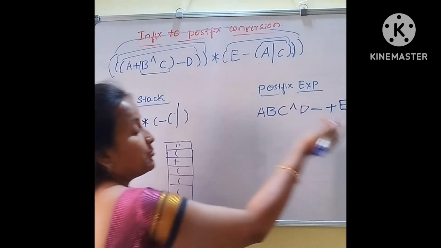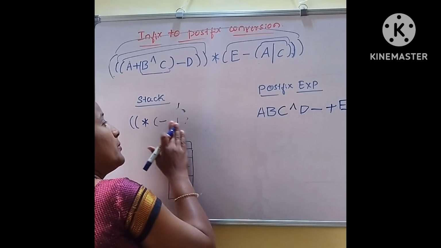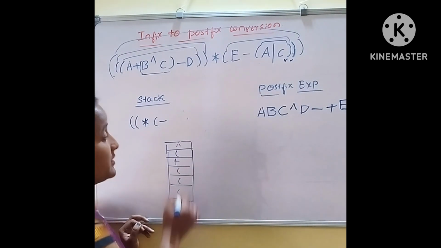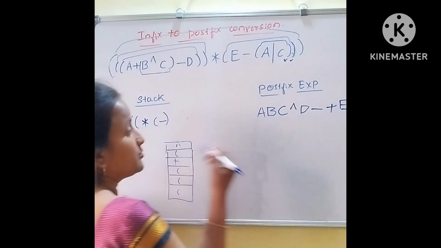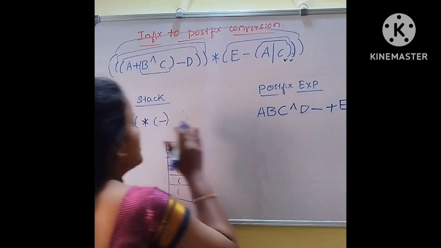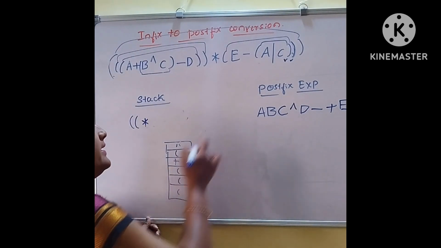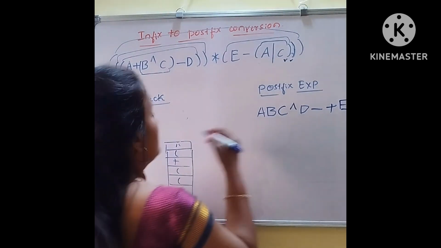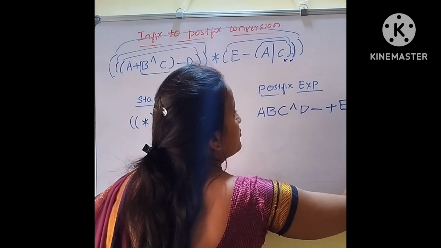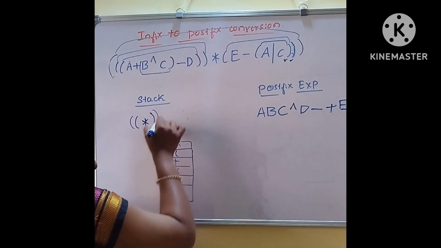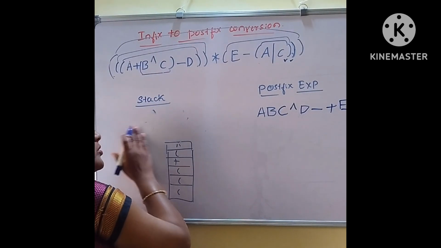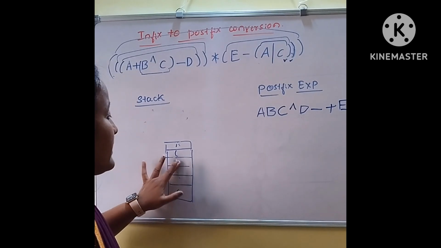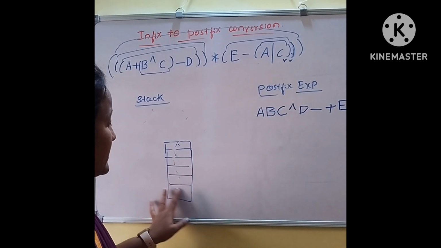Just pop out the element and push it there. This is done. Next is what? Next closing brace. And this one is also, just pop out the element and push it into the postfix expression. This is also done. Next is what? This one. Okay, pop out the element and push it, and this one, all will be popped out from the stack, and the stack is now empty. It doesn't have any values here. The stack will be empty.